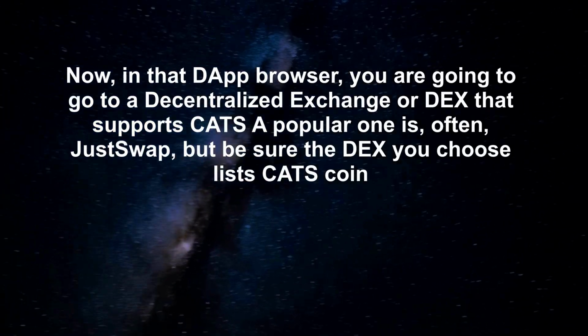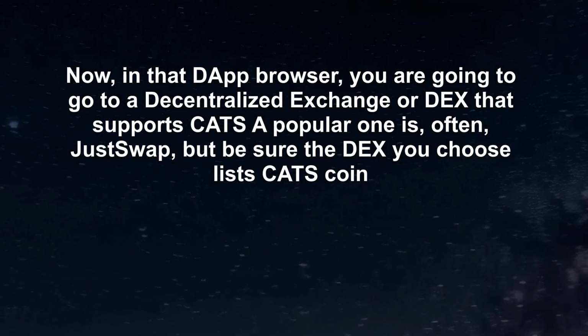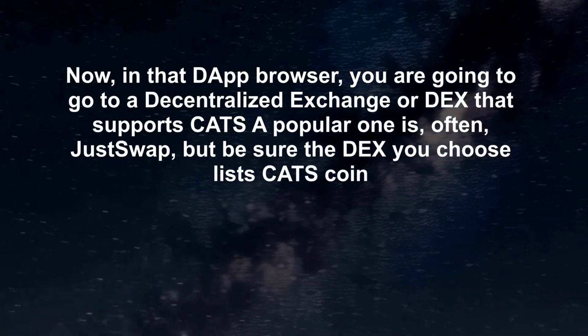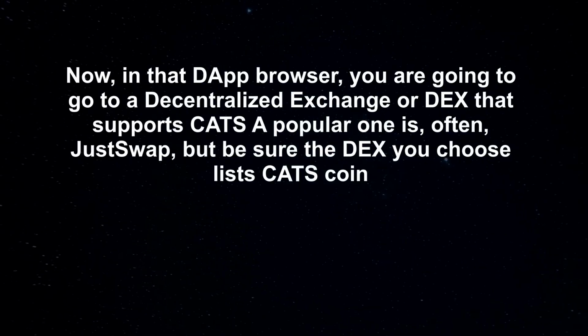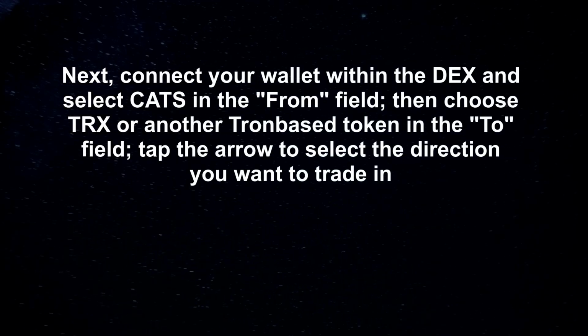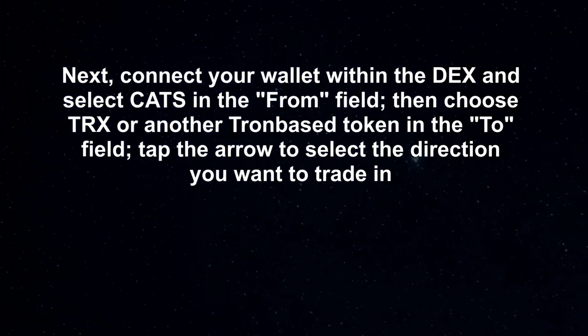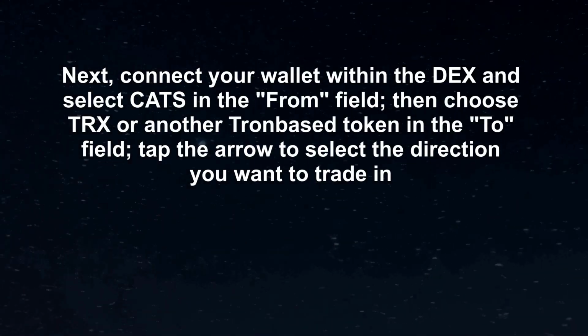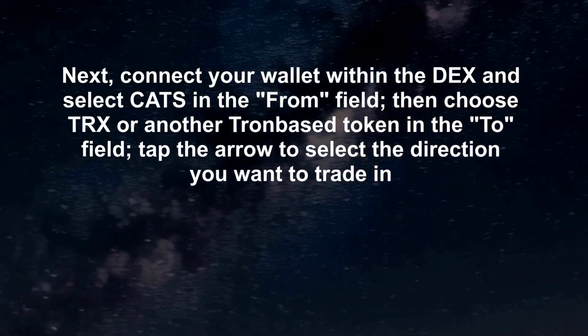Now in that DApp browser, you are going to go to a decentralized exchange, or DEX, that supports cats. A popular one is often JustSwap, but be sure the DEX you choose lists cat's coin. Next, connect your wallet within the DEX and select cats in the From field. Then choose TRX or another Tron-based token in the To field. Tap the arrow to select the direction you want to trade in.